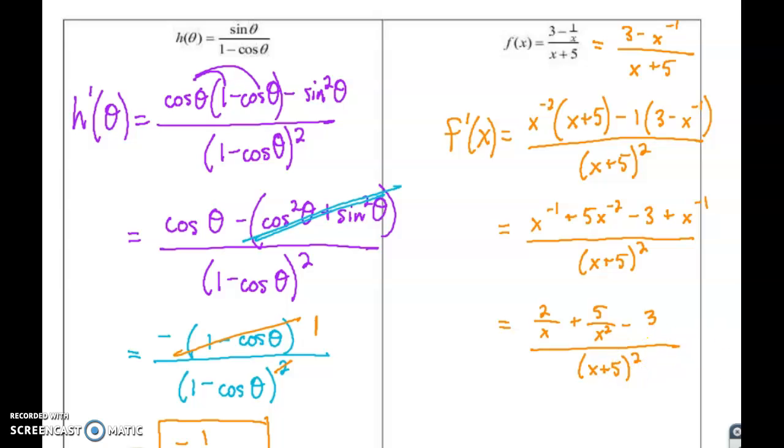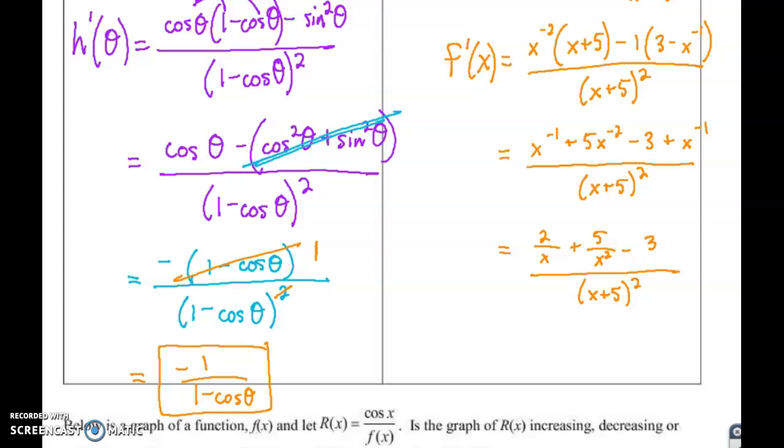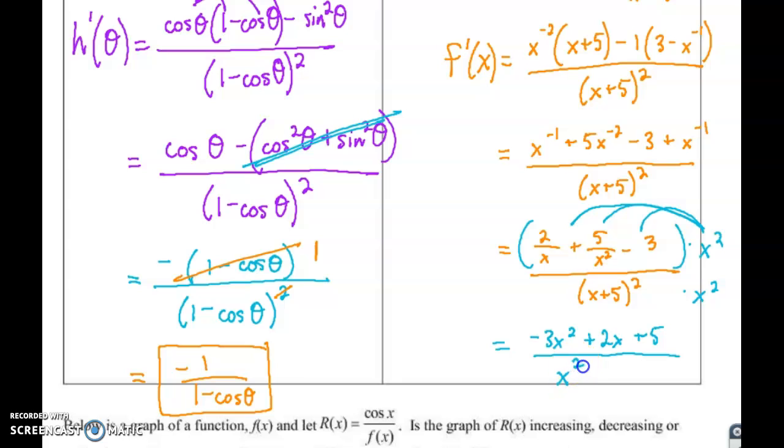And we typically don't leave fractions inside of fractions, so we can fix that by multiplying top and bottom by x squared. So now remember, it's a quantity to distribute in there. And the reason why you would do that is because then you'd have negative 3x squared plus 2x, I'm looking at this term now, and then plus 5 all over x squared, x plus 5 quantity squared. So this is how I would work through that derivative if they asked me to simplify all the way.